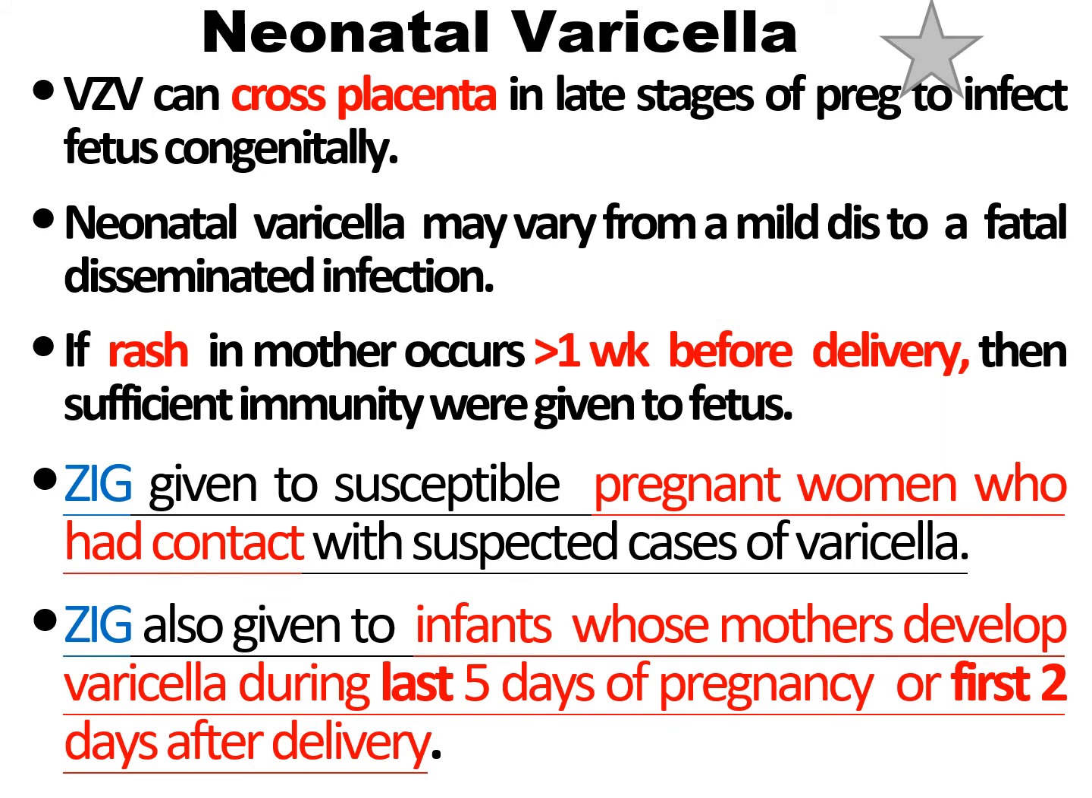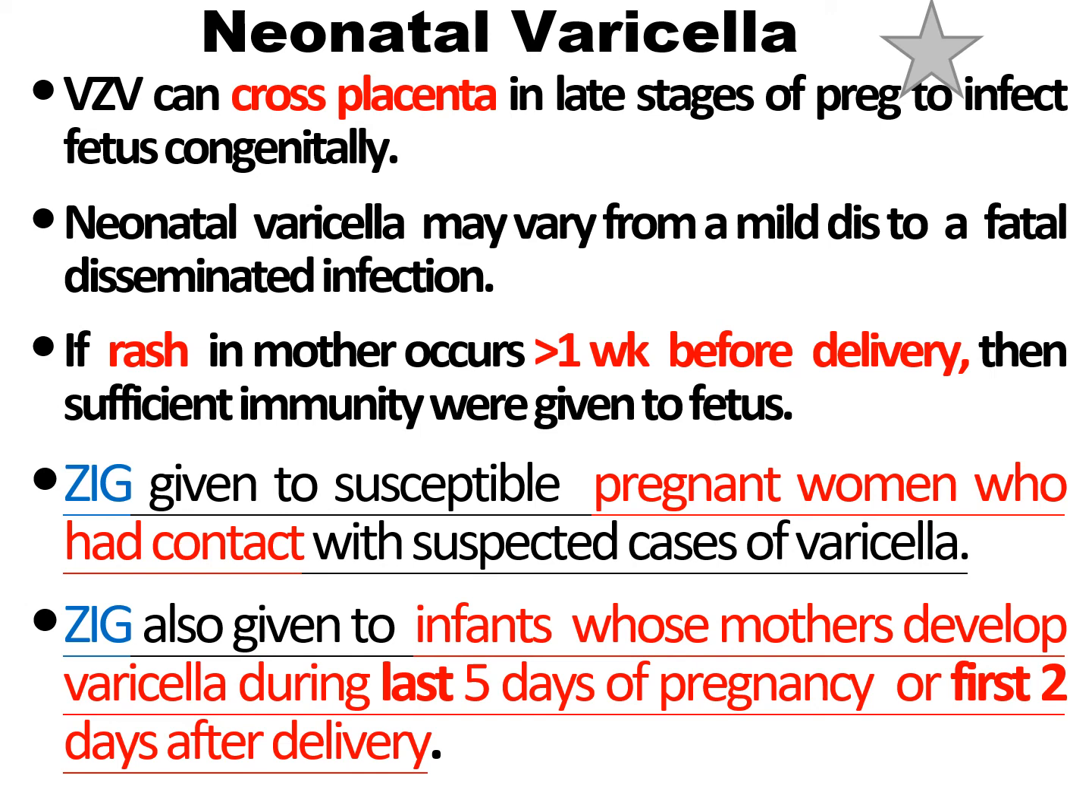Neonatal varicella. This virus can cross the placenta in late stages of pregnancy to infect the fetus congenitally. Neonatal varicella may vary from a mild disease to a fatal disseminated infection. If the rash in the mother occurs more than 1 week before delivery, then sufficient immunity is given to the fetus.